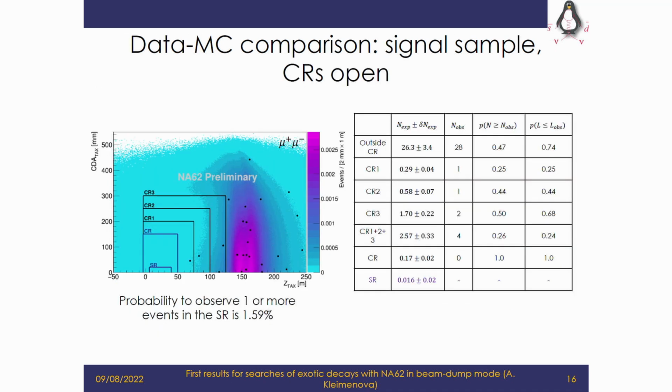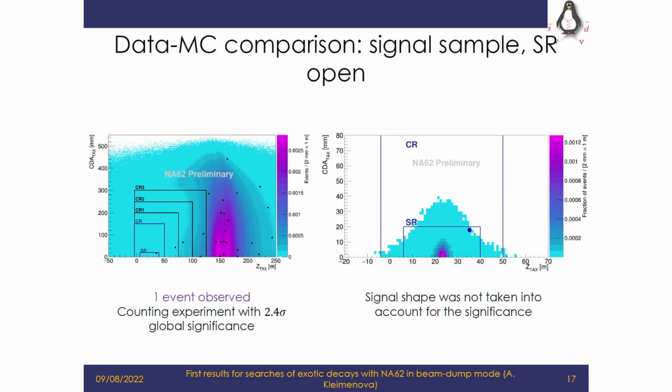Now, if we have a look at the signal sample, here we were acting more careful, and we selected not just a control region, but several control regions to validate what we see. And basically, here I show you how many events we expected and how many events we observed inside each of the control regions. And this is our expectation for the signal region. And the probability, this is important, the probability to observe one event or more inside signal region, we estimate it is about 1.6%. Now, since we trust what we expect, we opened the signal region.